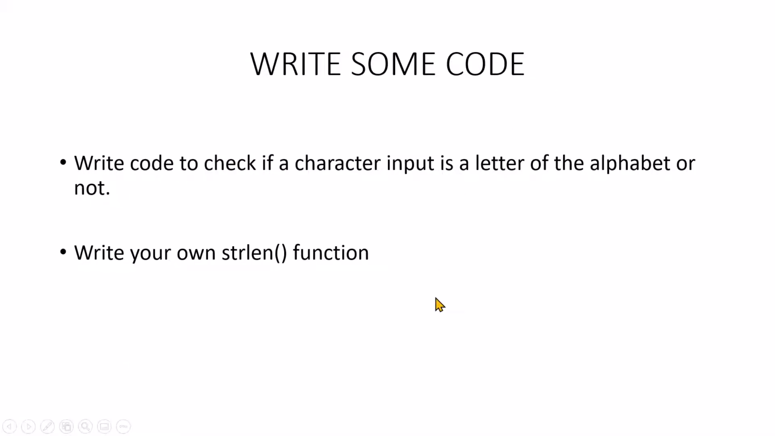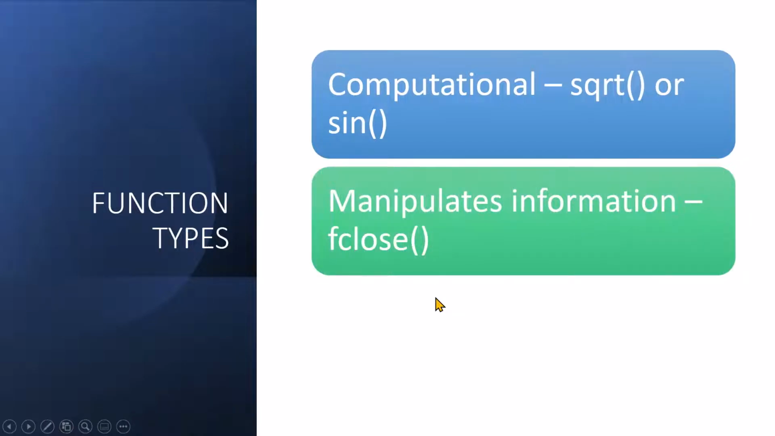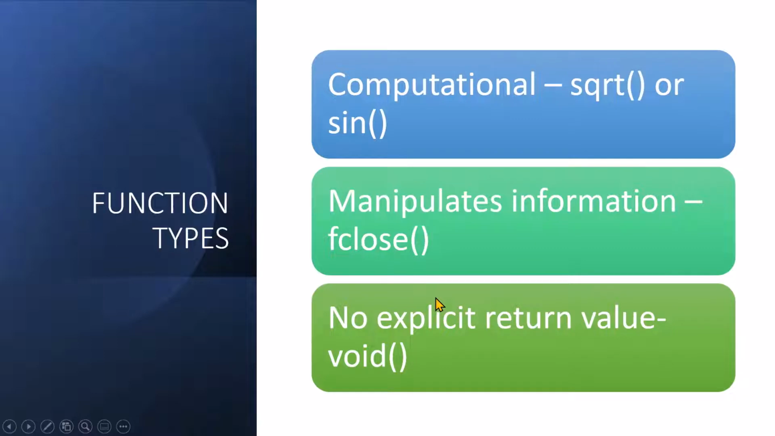Write your own strlen function. I'm going to leave this with you, and I'll give you the solution in the next session. Function types. They could be computational, calculating square root or sine. They could be functions that manipulate information, like fclose, which is, as we'll see in a later session, the function to close the file. This will return a 0 or a 1 depending on success or failure of the fclose. Then we have no explicit return value, right? That's also a function type. It's a void type that returns no value whatsoever.